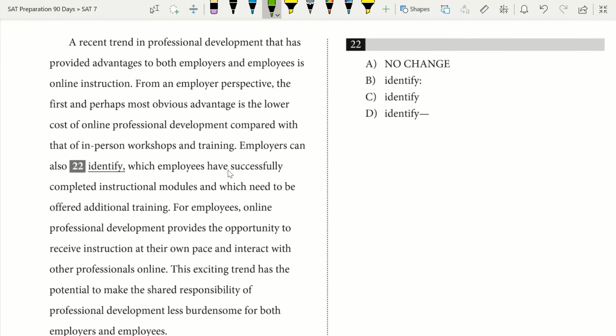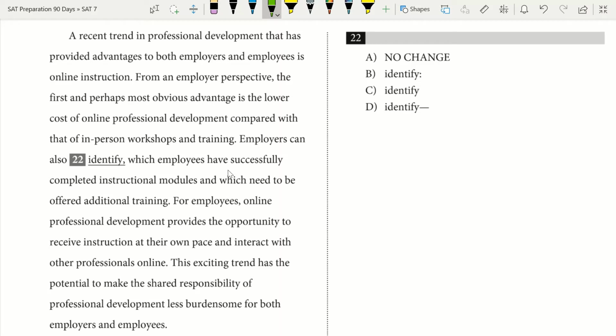We've got 22. A recent trend in professional development that has provided advantages to both employers and employees is online instruction. From an employer perspective, the first and perhaps the most obvious advantage is the lower cost of online professional development compared with that of in-person workshops and trainings. Employers can also identify which employees have successfully completed instructional modules and which need to be offered additional training. In this case, we don't want any punctuation after the word identify because there's no need for it. Any punctuation that does occur is splitting up identify and which. This verb, identify, needs a subject to act upon, which means we cannot split that up with any sort of punctuation. So our answer would be C for number 22.